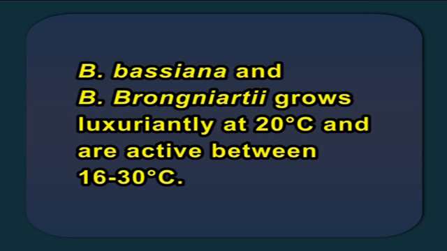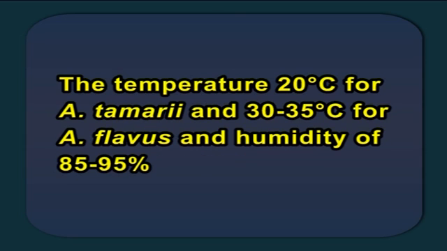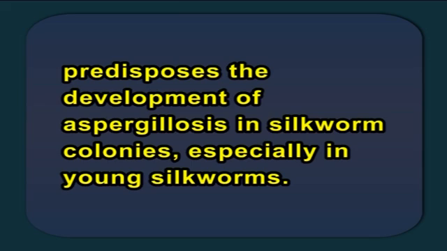Beauveria bassiana and Beauveria brongniartii grow luxuriantly at 20 degrees centigrade and are active between 16 and 30 degrees centigrade. A temperature of 20 degrees centigrade for Aspergillus tamarii and 30 to 35 degrees centigrade for Aspergillus flavus, and humidity of 85 to 95%, predispose the development of aspergillosis in silkworm colonies, especially in young silkworms. The fungal conidia can survive for 1 to 5 years depending on the temperature and humidity in the environment. While developing a package for managing silkworm diseases, these factors are to be taken into consideration.